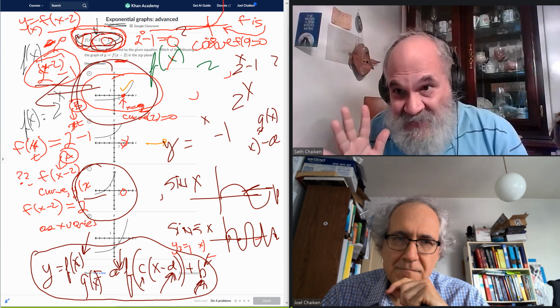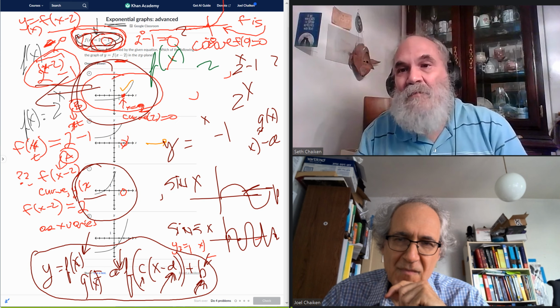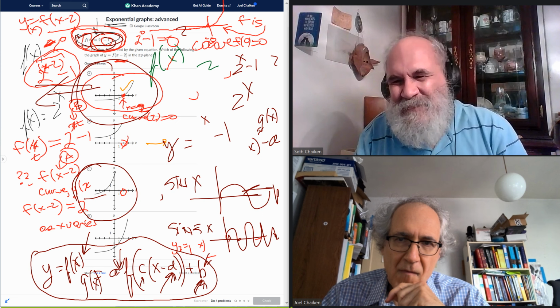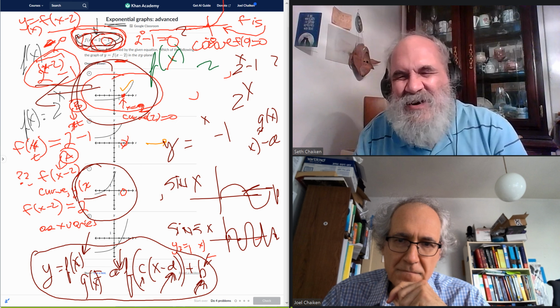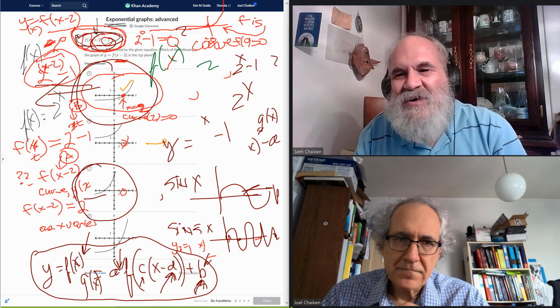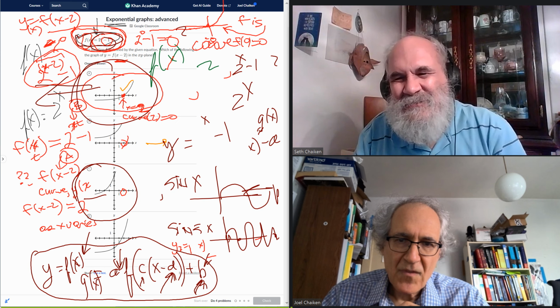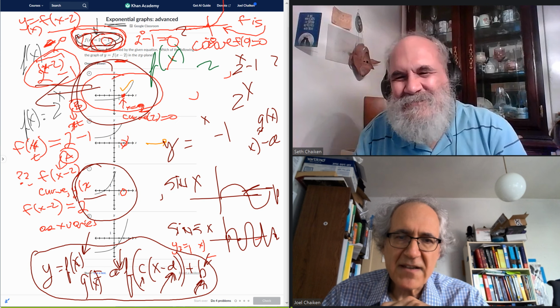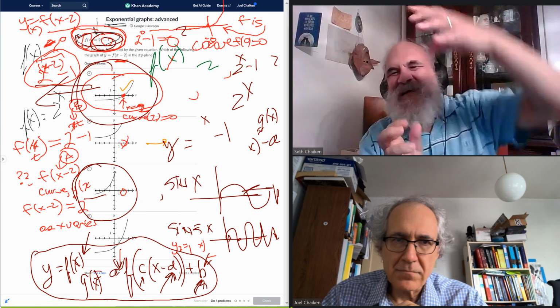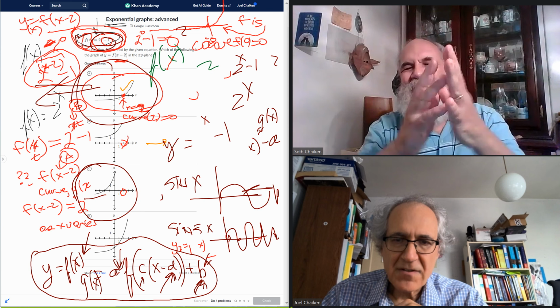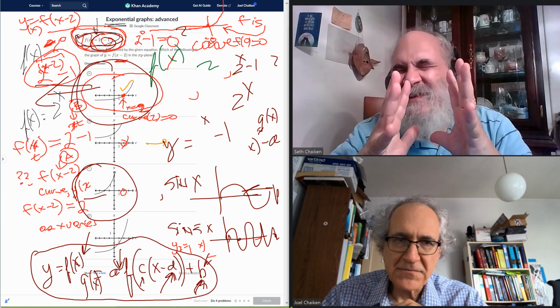Yeah, both of them, large C and large A, make the curve more slopey. Yes. That's right. So pulling it out vertically increases the slope. Yes. And squishing it horizontally.